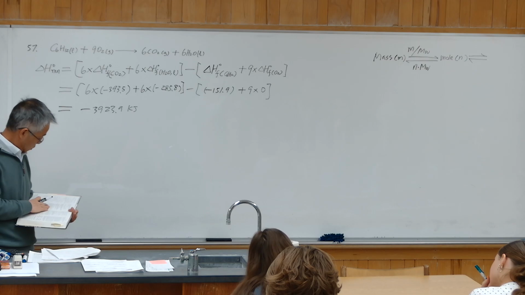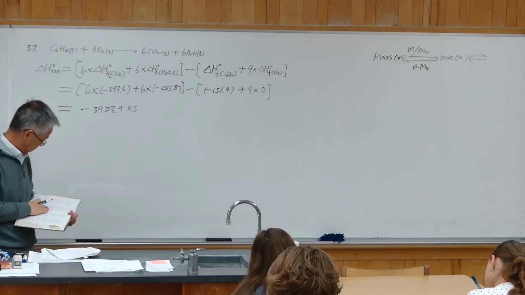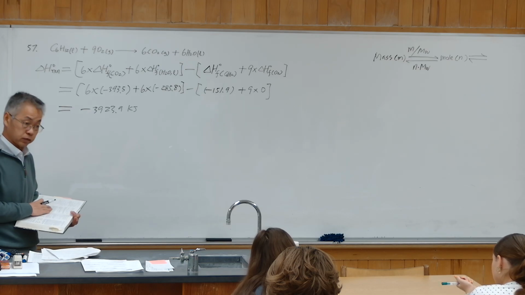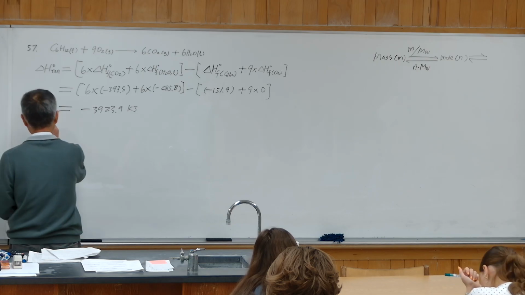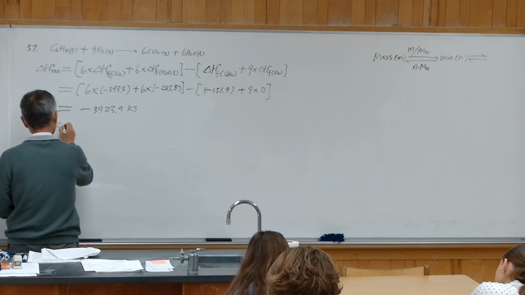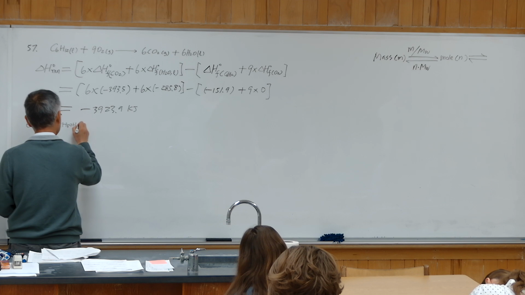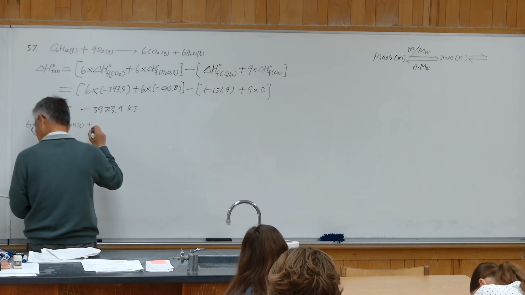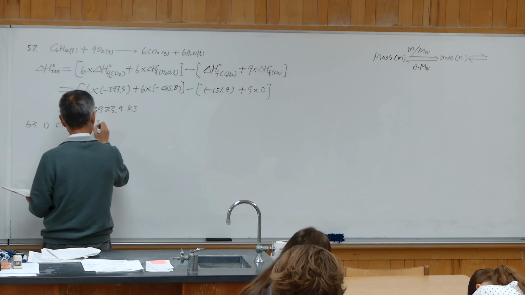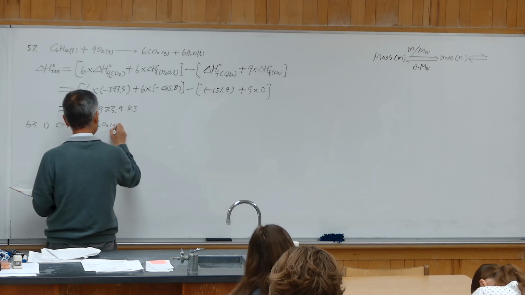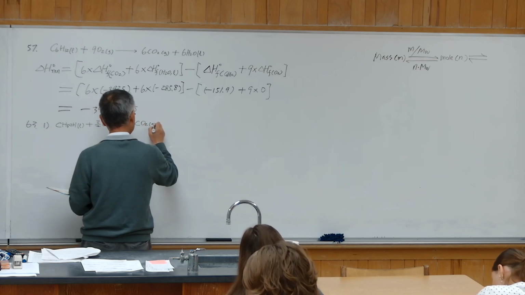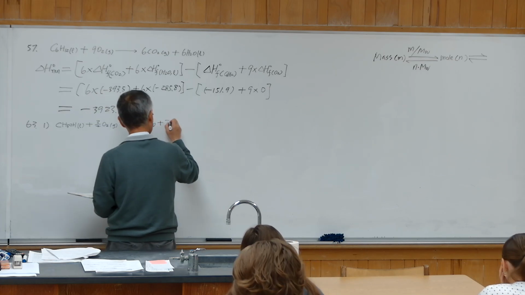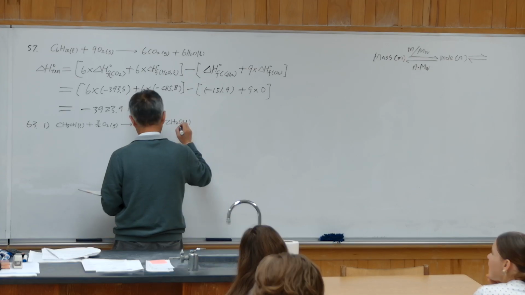The question asks: from the following heats of combustion, calculate the enthalpy of formation of methanol from its elements. So let's list the three reactions' enthalpy changes. Reaction 1 is CH3OH, which is methanol, reacting with 3/2 oxygen gas to produce carbon dioxide and liquid water.